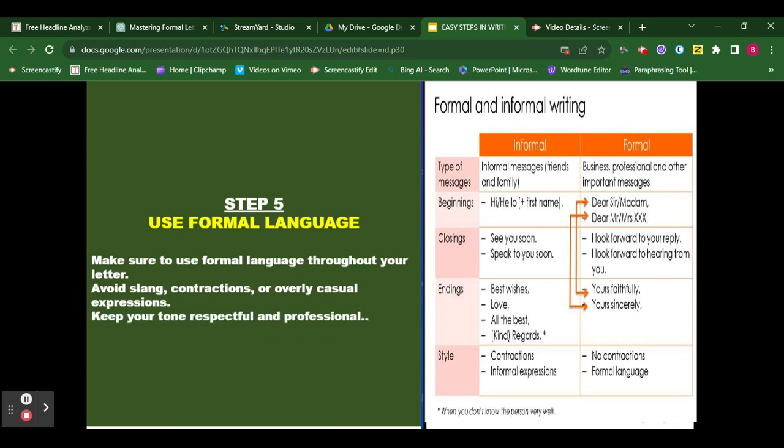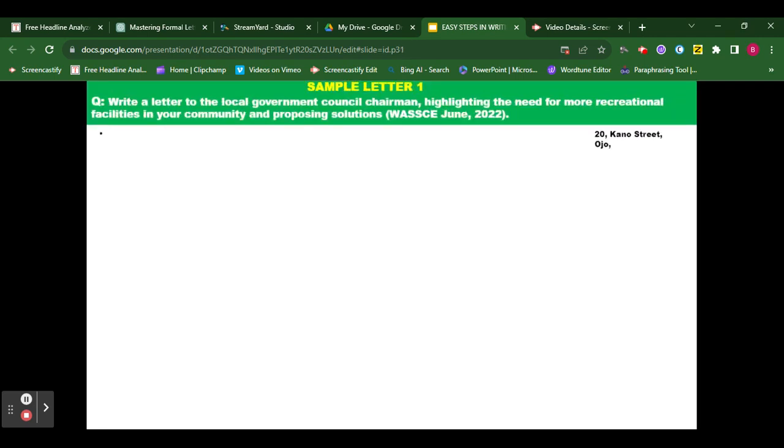Now, you need to keep your tone respectful and professional. Politeness is the watchword in writing a formal letter. Okay? Now, let's begin to look at sample letter one, and we take the first question. Write a letter to the local government council chairman highlighting the need for more recreational facilities in your community and proposing solutions. WASSCE of June 2022.